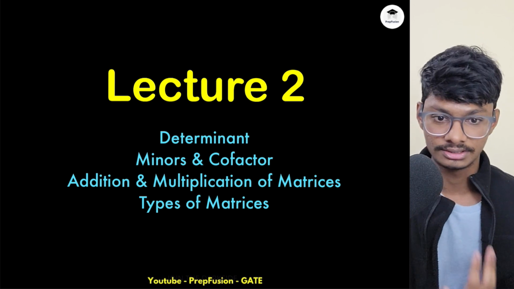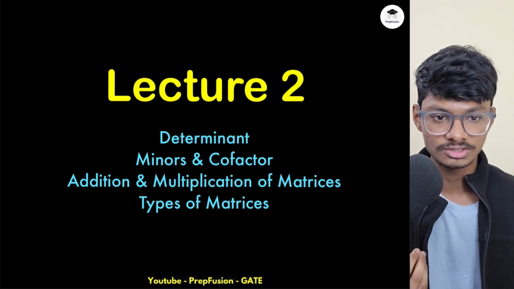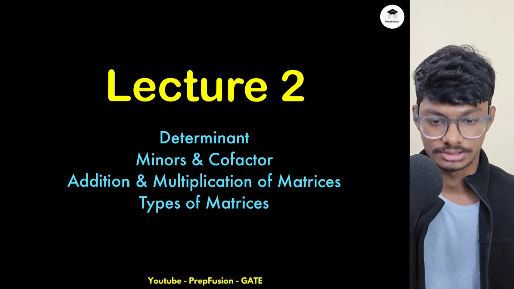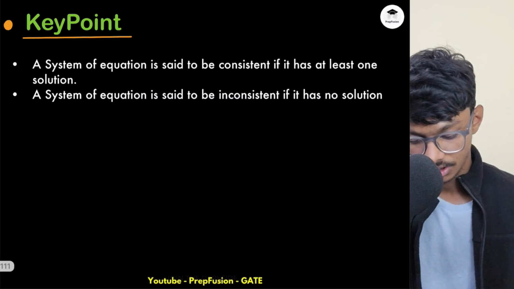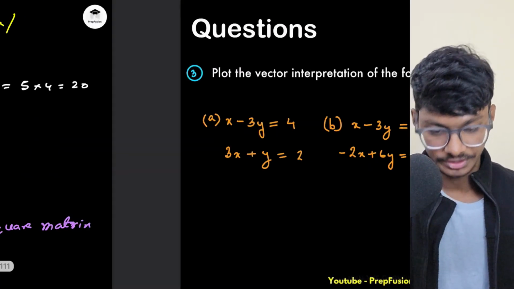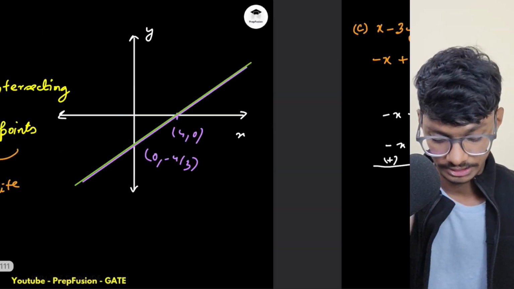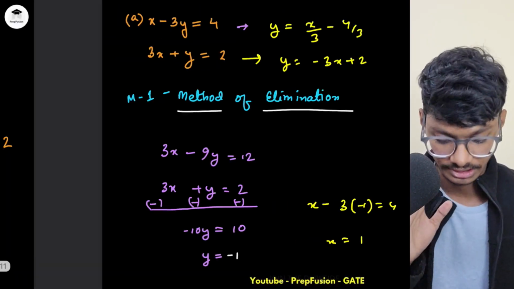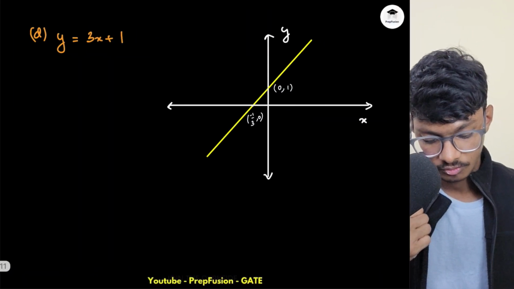But before starting the lecture, I want to quickly summarize what happened in the previous lecture. So what happened in the previous lecture? First, we started with solving linear equations, which we have been doing since childhood. We solved a few linear equations and we tried to plot them.